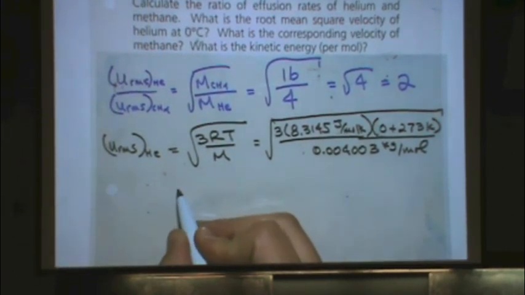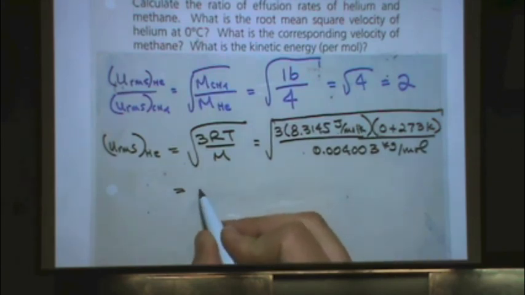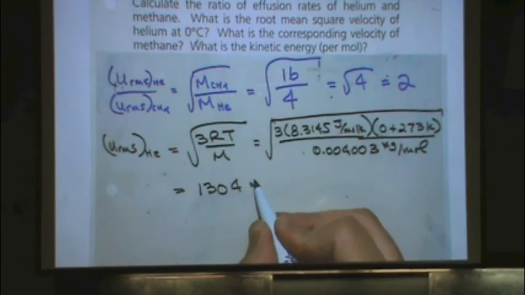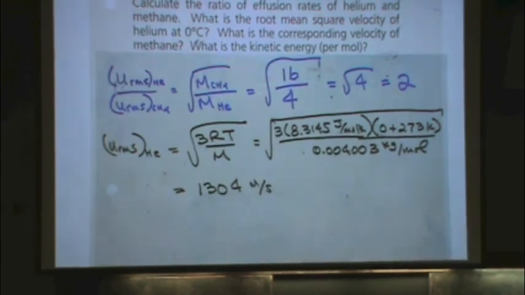Okay, and kilogram is an SI unit. This turns out to be 1304 meters per second. Okay. So you have 1304, that's a pretty expected number. I expect a number anywhere between 500 and 2,000, somewhere in that range typically.